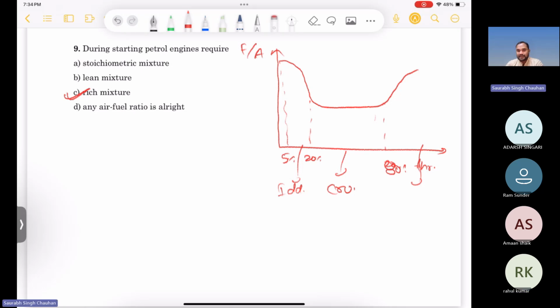But during starting, temperatures are low, no matter how hot it is. Even during summer, the temperature will be like 40 or 50 degrees Celsius. So that is what starting should refer to in this question.